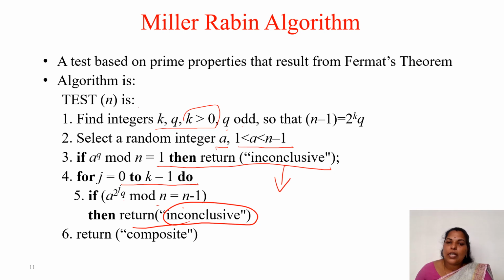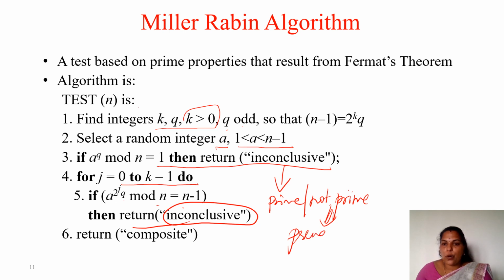Here inconclusive means it may or may not be a prime. The not-prime case we call a pseudo prime. Otherwise, we return composite. So the Miller-Rabin algorithm does not definitely conclude that a number is prime. It gives a result of either composite or inconclusive. That inconclusive may be a prime number or may not be a prime number. That is the case.